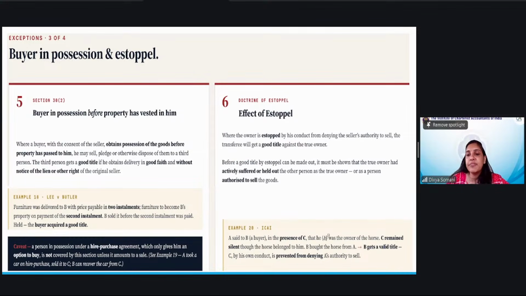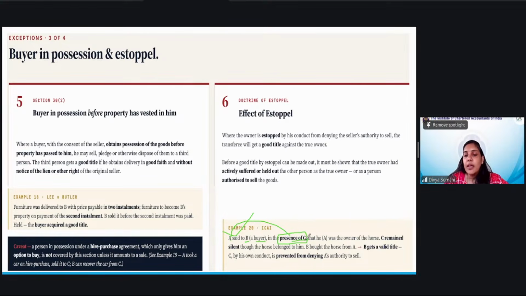Let us see the example first and then we will study the theory part so that it will be easier for you to understand. Okay, let us see this example right here at the bottom. A is said to be, who's a buyer, in the presence of C. Why is it mentioned in the presence of C? Because C is actually the owner of the goods, and in the presence of C, A, who is his friend, is saying something to B.